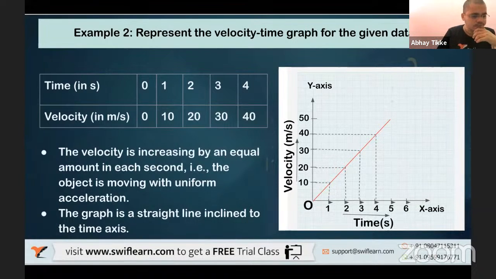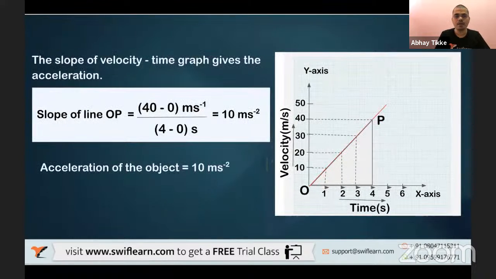Yes, it gives you acceleration, right? Acceleration निकालते हैं. Rise upon run, right? Rise देखो P से लेके horizontal से कितना distance है? 40, right? So 40 minus 0 divided by run, horizontal distance, 4 minus 0. That comes out to be 40 by 4, that comes out to be 10 meter per second square. That is the unit for acceleration.